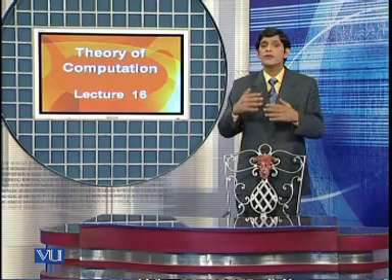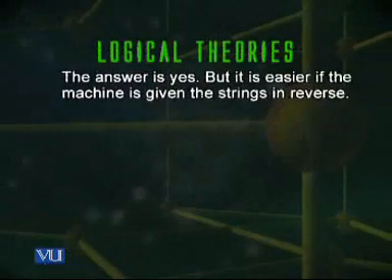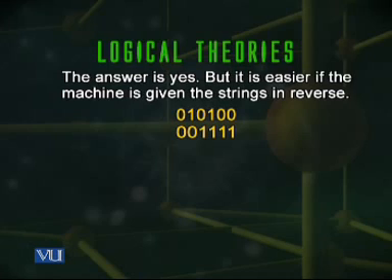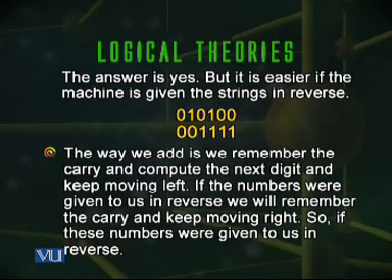So what we can do is use a similar idea to the way we add to construct this DFA. The answer is yes, but it is easier if the machine is given the strings in reverse. Let's first see how we add in binary. Let's add these 2 numbers 0, 1, 0, 1, 0, 0 and 0, 0, 1, 1, 1, 1. The way we add numbers is we remember the carry and compute the next digit and keep moving to the left. We never go back and change anything. Adding is a very simple algorithm. If the numbers were given to us in reverse, we will remember the carry and keep moving to the right.